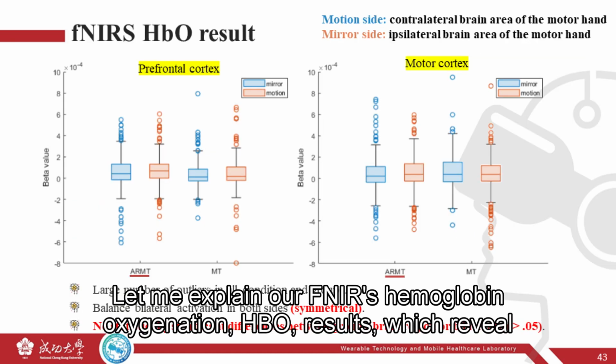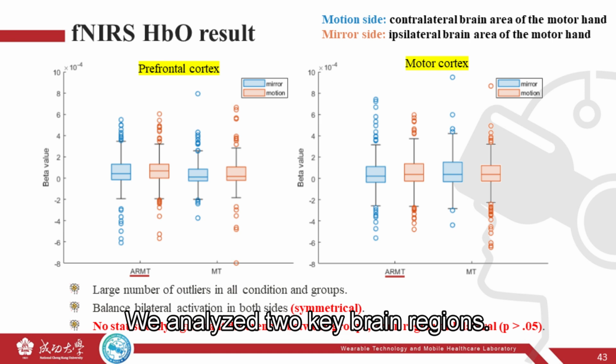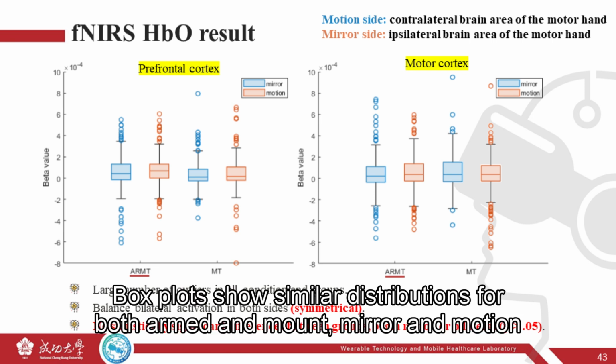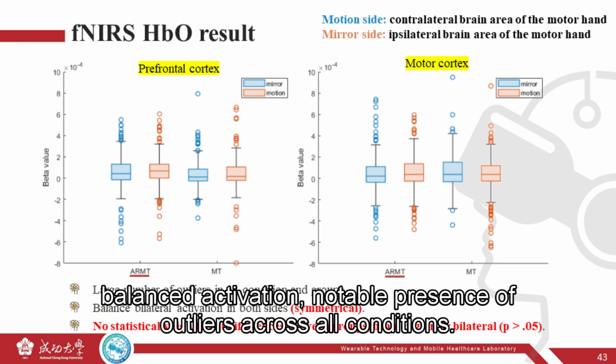Let me explain our fNIRS hemoglobin oxygenation, HbO, results, which reveal interesting patterns in brain activation. We analyzed two key brain regions. Prefrontal cortex: box plots show similar distributions for both ARMT and mirror, mirror and motion sides display balanced activation, notable presence of outliers across all conditions.